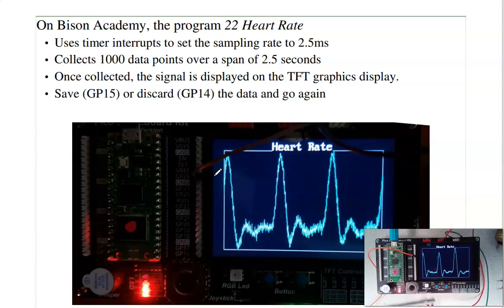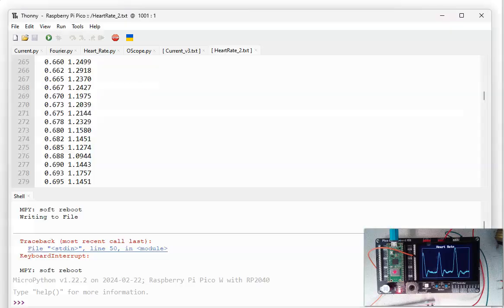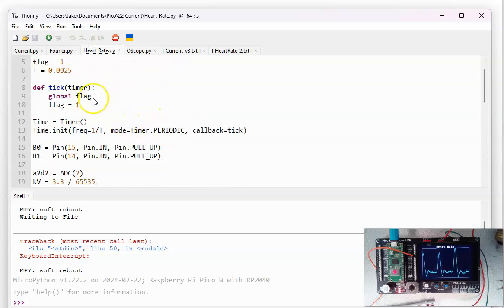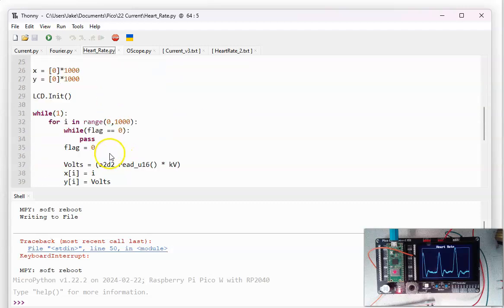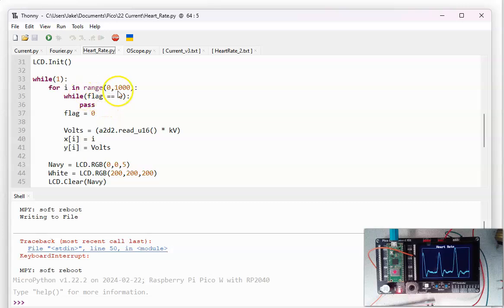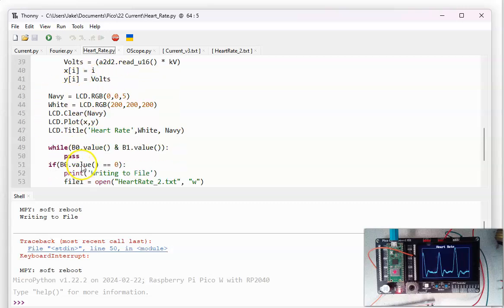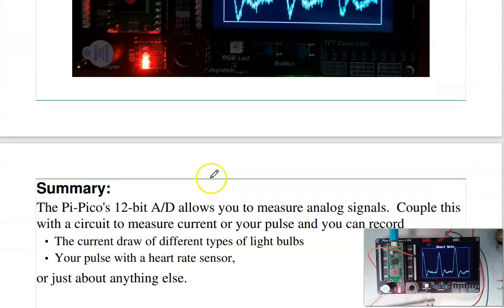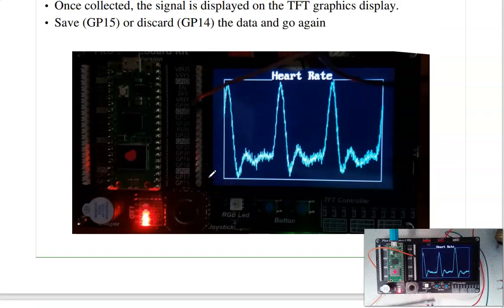So what the program does is it collects 1,000 data points, the sampling rate of 2.5 milliseconds. This is using interrupts. Get it slow enough the Pi Pico can keep up. The sampling rate is 2.5 milliseconds. It then, for 1,000 data points, reads in the data, saves it. After you get 1,000 data points, then plot it. And you have a heart rate reading.